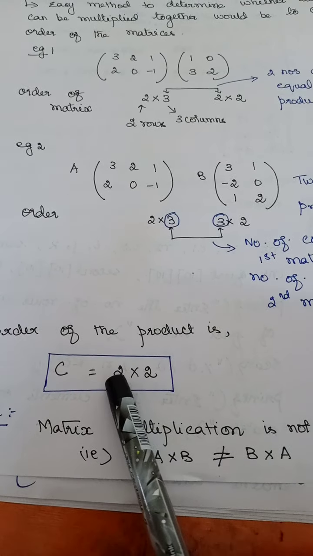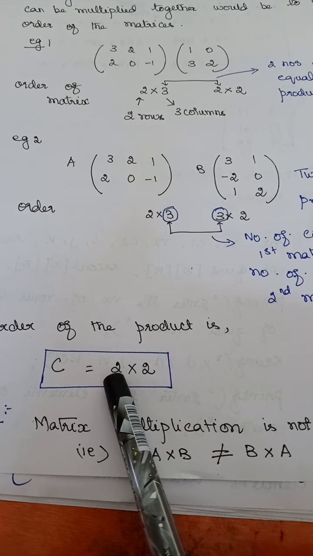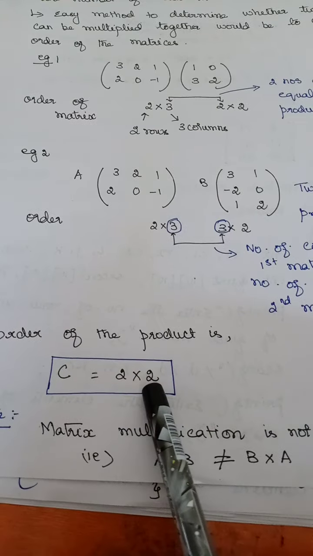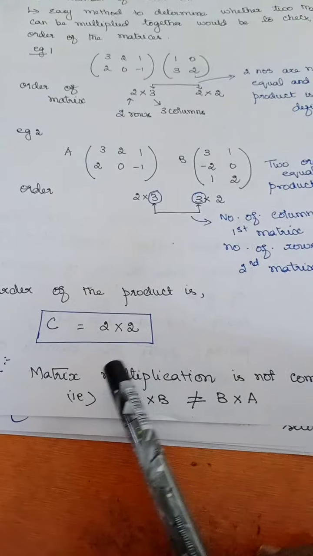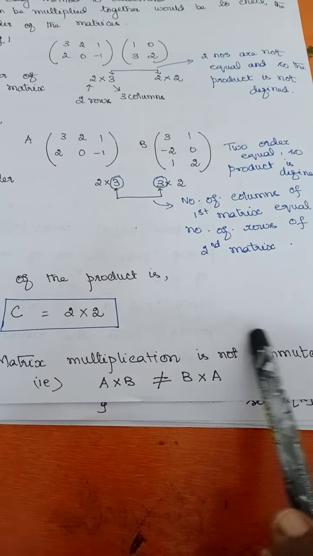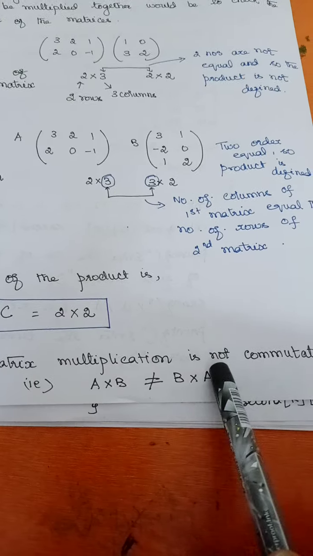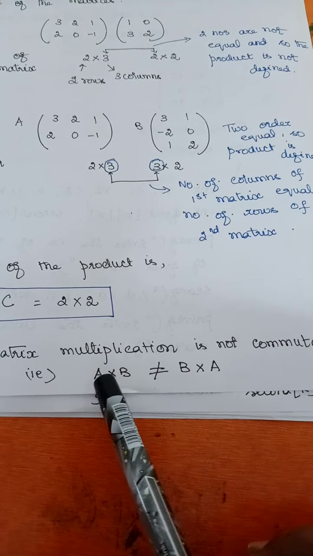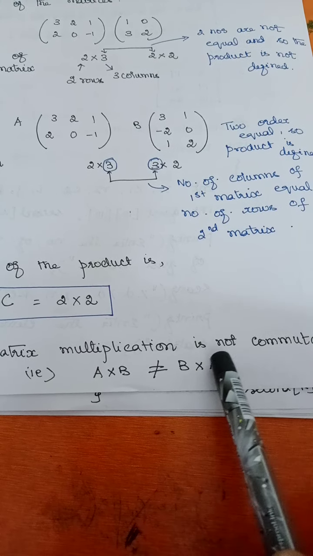That means the number of rows of my first matrix, number of columns of my second matrix, right? So this is another thing you need to remember. Matrix multiplication is not commutative. That means A by B is not equal to B by A.